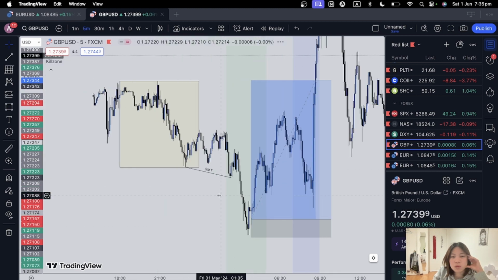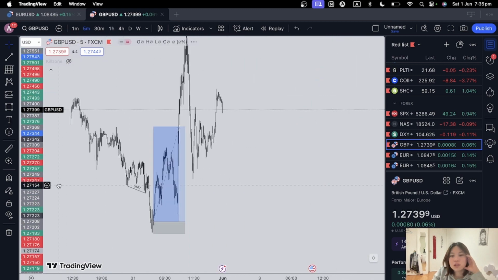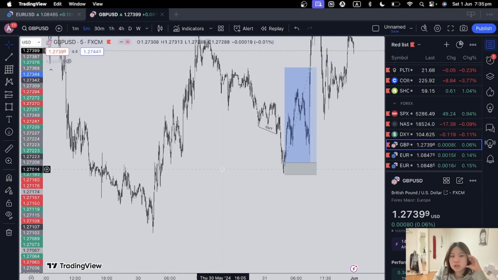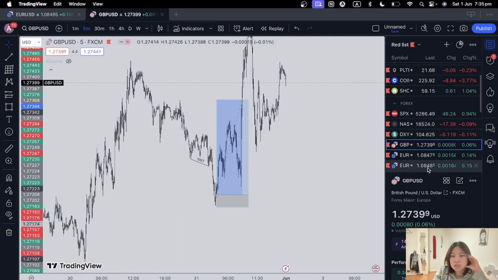But again, I wouldn't really worry too much about it because I don't trade GU right now. I just look at GU for SMT. This is the only thing that I mark out. So it's just the SMT that I was looking at to confirm my EU trade.